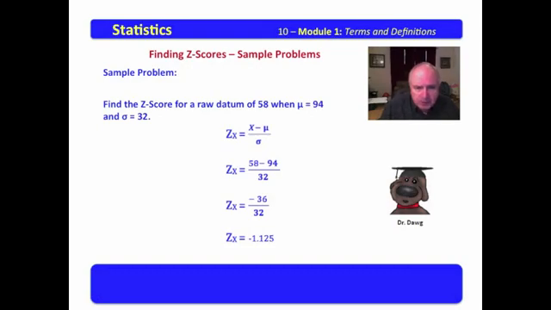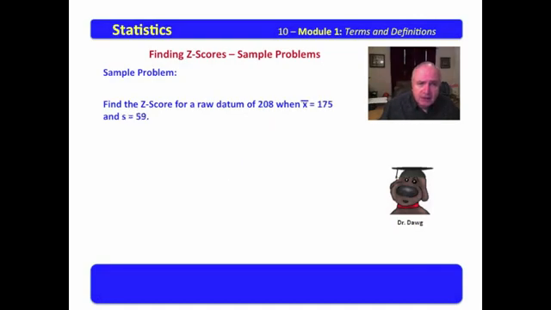Now, it's important at this point that you understand not just that you have found a z-score, but what that z-score says about the raw datum. The z-score is the number of standard deviations above or below the mean that the raw datum lies. We notice that the z-score is negative, so we know that the datum is below the mean. And lo and behold, if we identify negative 1.125, we find that the datum lies approximately here on the curve. Z-scores are very powerful because they tell us where on the curve the datum lies.